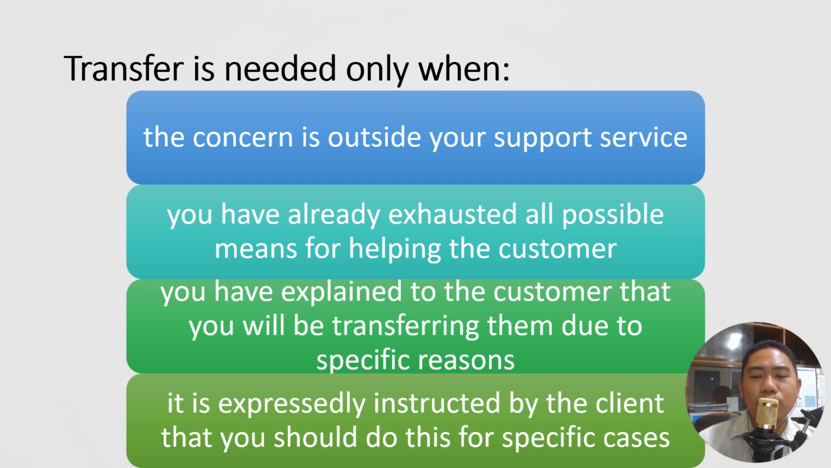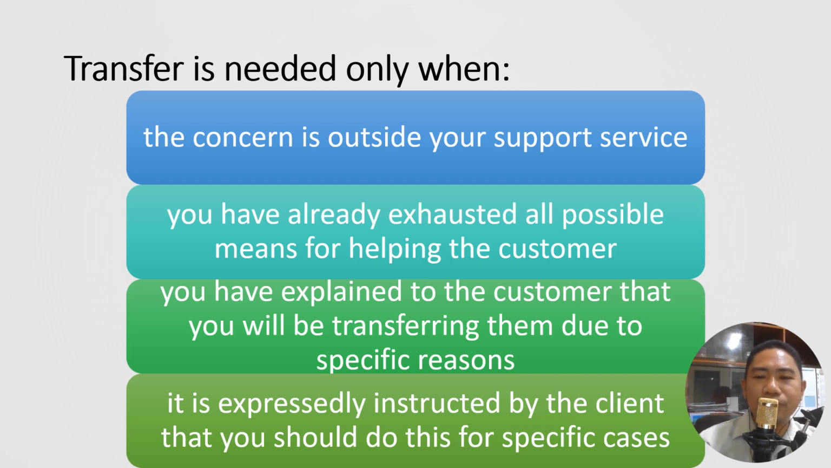The only thing that you can do to help the customer is to transfer the call to the correct department. Number two, you have already exhausted all possible means for helping the customer, but then again, wala na mahimo. So you really have to transfer the call. And number three, you have explained to the customer that you will be transferring them due to specific reasons. And number four, it is expressly instructed by the client that you should do this for specific cases. Those are the situations where you are only allowed to transfer the call.